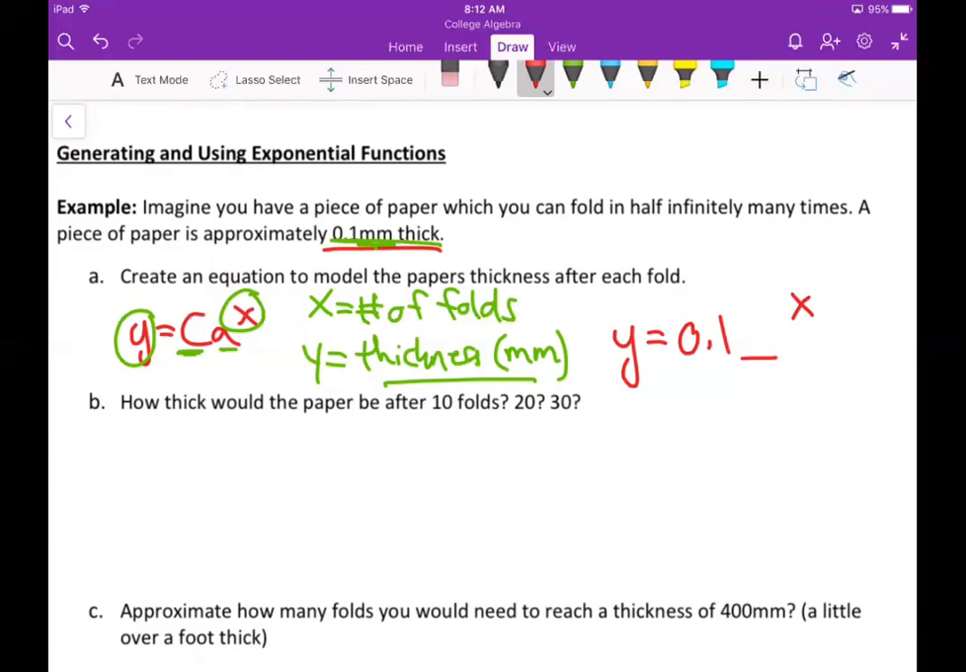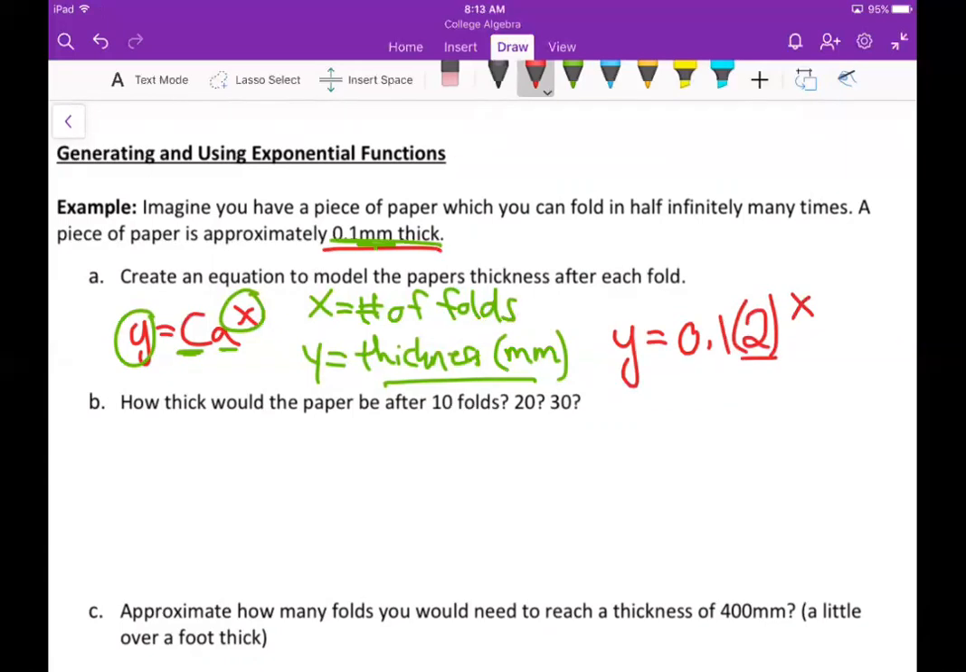So once I fold the piece of paper once, I'm going to have 2 layers, or that 0.1 times 2. And then I'm going to put 2 layers on top of each other, and I'm going to have 4 layers. So each time I fold the paper, those layers are going to double. So we're going to have 0.1 times 2 to the x.